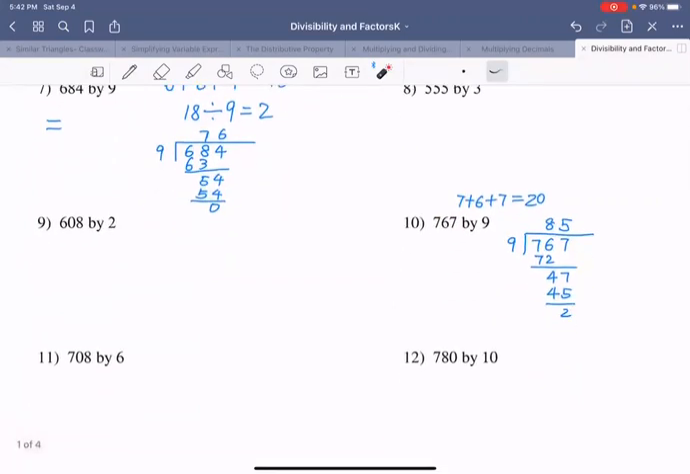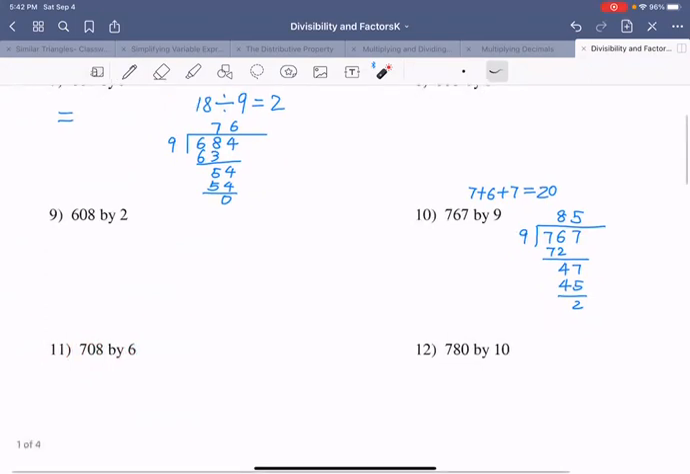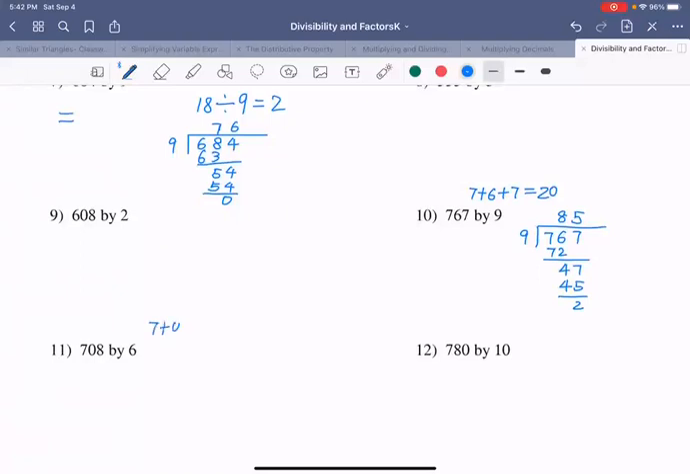Now, I want to show one more trick. Let's do 11. If you want to see if a number is divisible by 6, you do it this way. You first say 7 plus 0 plus 8. You know this. Good. 7 plus 0 plus 8 is 15. And that is not divisible by 6.